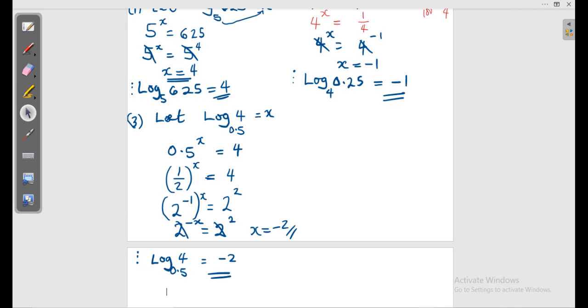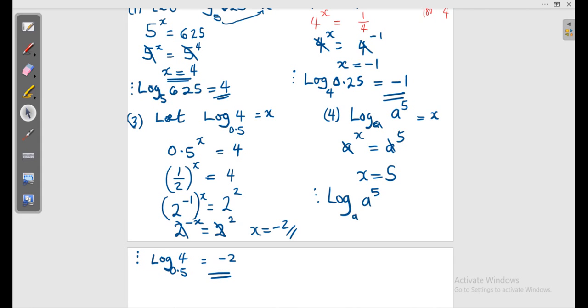And the last question says log a raised to power 5 base a. So let this also be x. That gives us a raised to power x is equal to a raised to power 5. A cancels out a, and x is 5. So I can conclude that log a raised to power 5 base a is equal to 5. So this is the way you evaluate logarithms.